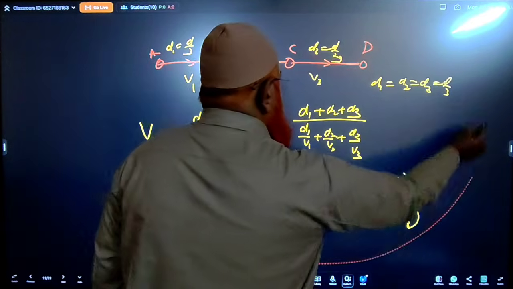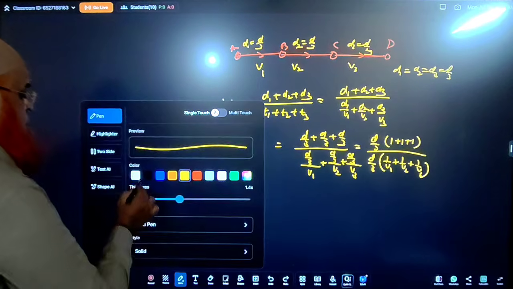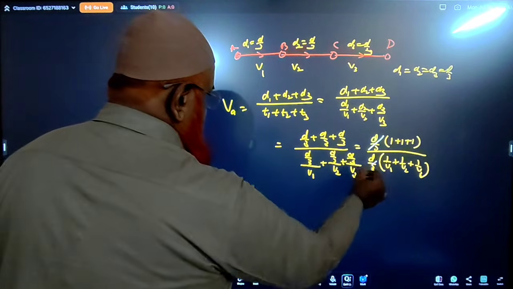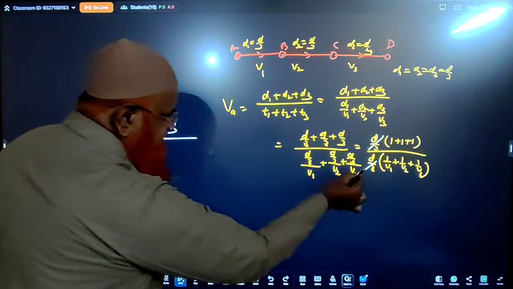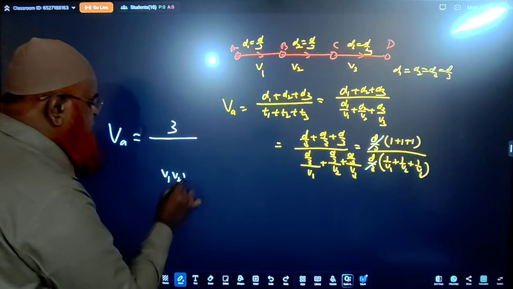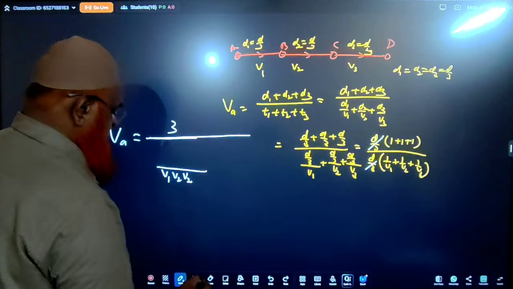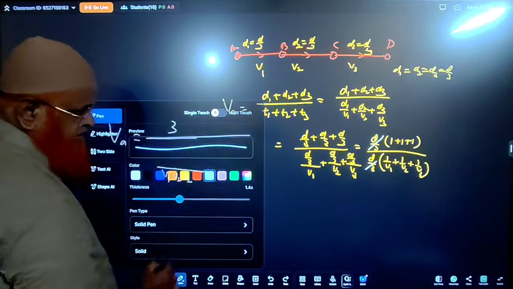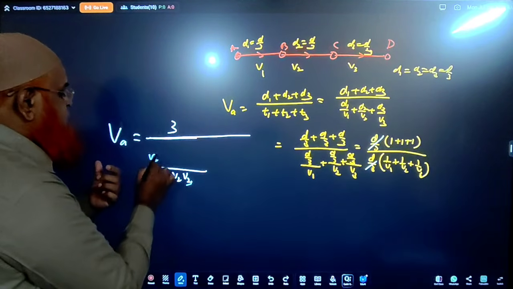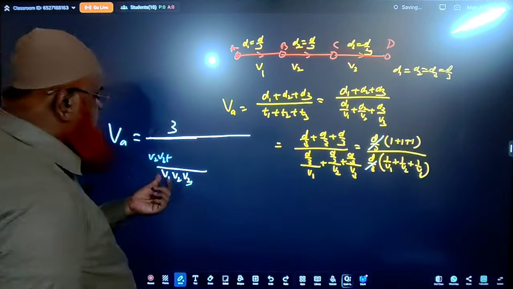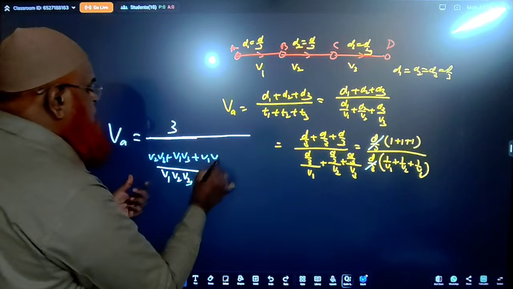d by 3 gets cancelled. What is left in the numerator? For V average speed, this numerator is 3. LCM means product of the denominators V1, V2, V3. Now, what are we getting in the numerator here? V1 divided, what is left is V2 V3. So we write V2 V3 plus V2 divided gives you V1 V3 plus V3 divided here, V1 V2 is left. So V1 V2.